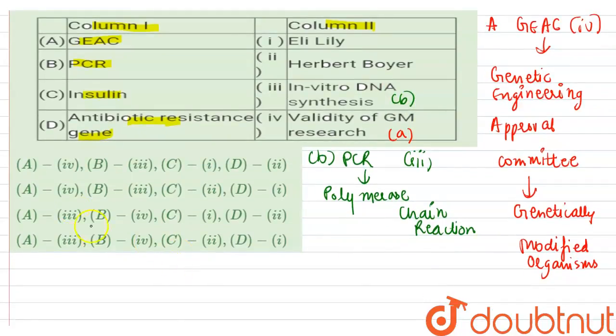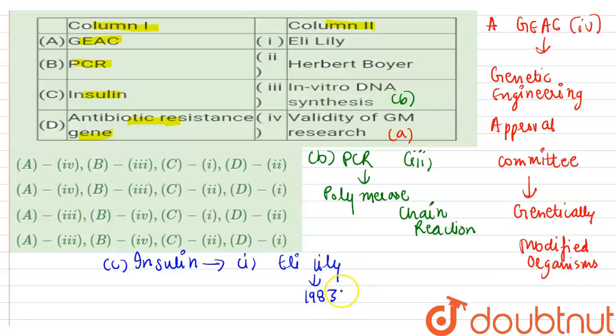Now the third one is insulin. C is insulin. So the correct option for insulin is first, Eli Lilly, as in 1983, Eli Lilly, an American company, prepared the two DNA sequences corresponding to A and B chains of human insulin and introduced them in the plasmids of E. coli to produce insulin chains to form human insulin. So that is why the correct option for insulin, C, is Eli Lilly.